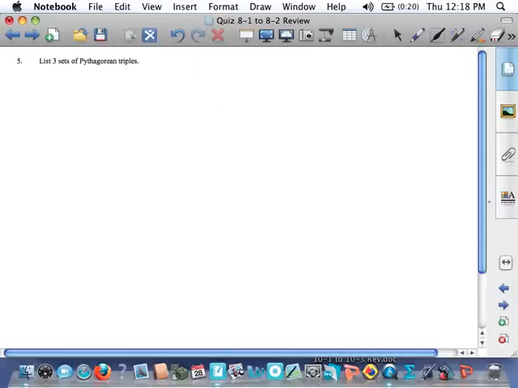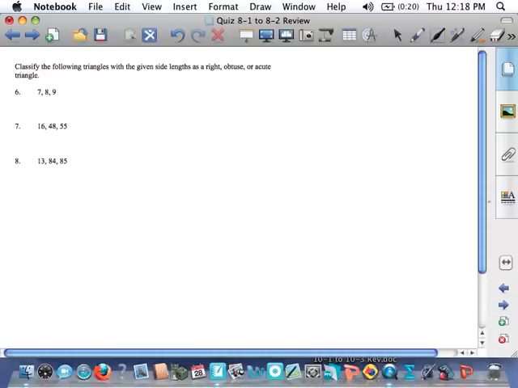Number 5 says list 3 sets of Pythagorean triples. You should always remember a 3, 4, 5. There's also a 5, 12, 13. You could also have a 6, 8, 10. You can always take a 3, 4, 5 and multiply it by the same scalar multiplier, and you would generate another set of Pythagorean triples.